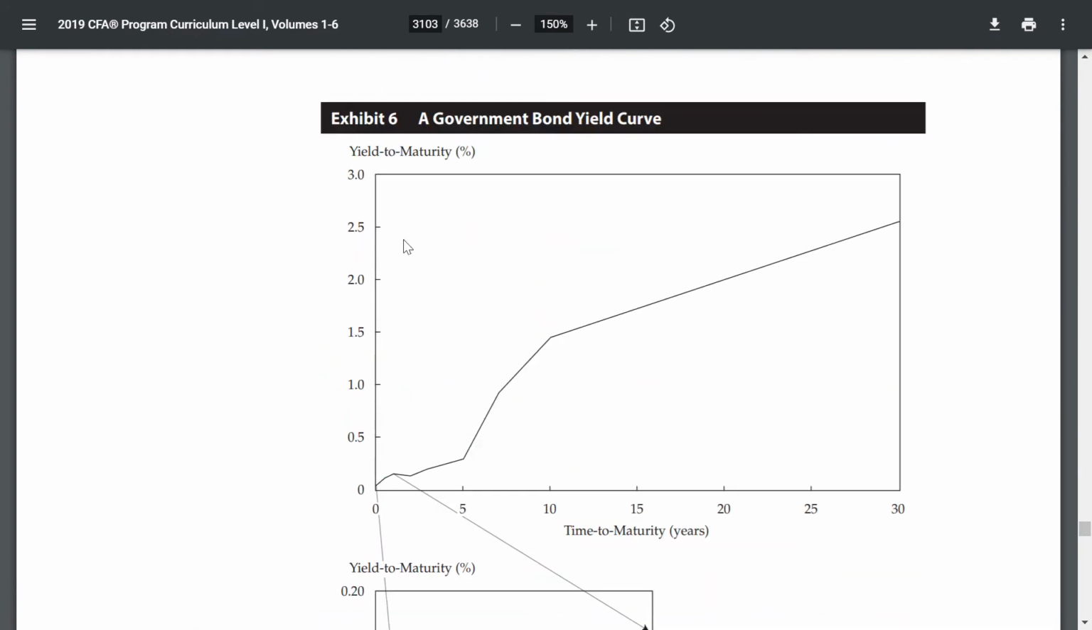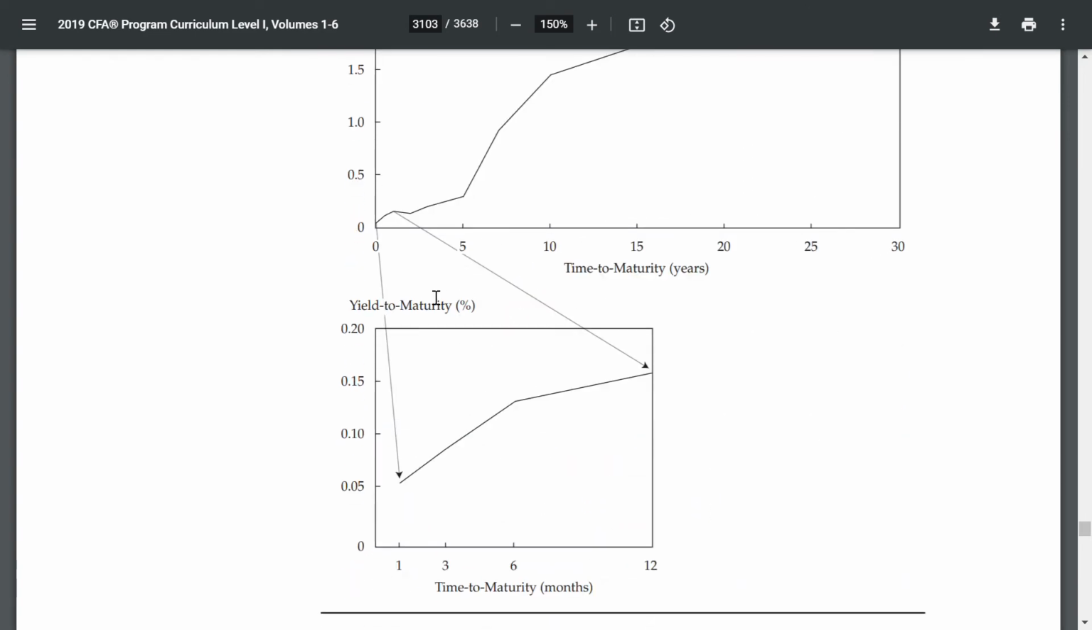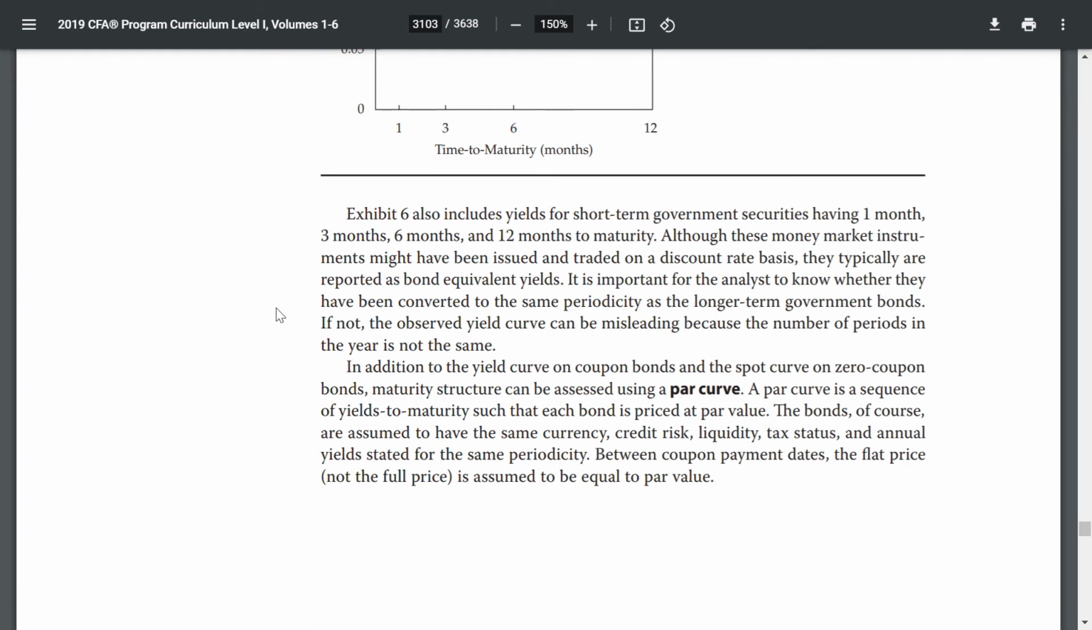Exhibit 6, so this is what it shows. Exhibit 6 also includes yields for short-term government securities having 1 month, 3 months, 6 months, and 12 months to maturity. Although these money market instruments might have been issued and traded on a discount rate basis, they typically are reported as bond equivalent yields. It is important for an analyst to know whether they have been converted to the same periodicity as the longer-term government bonds or not. The observed yield curve can be misleading because the number of periods in the year are not the same.